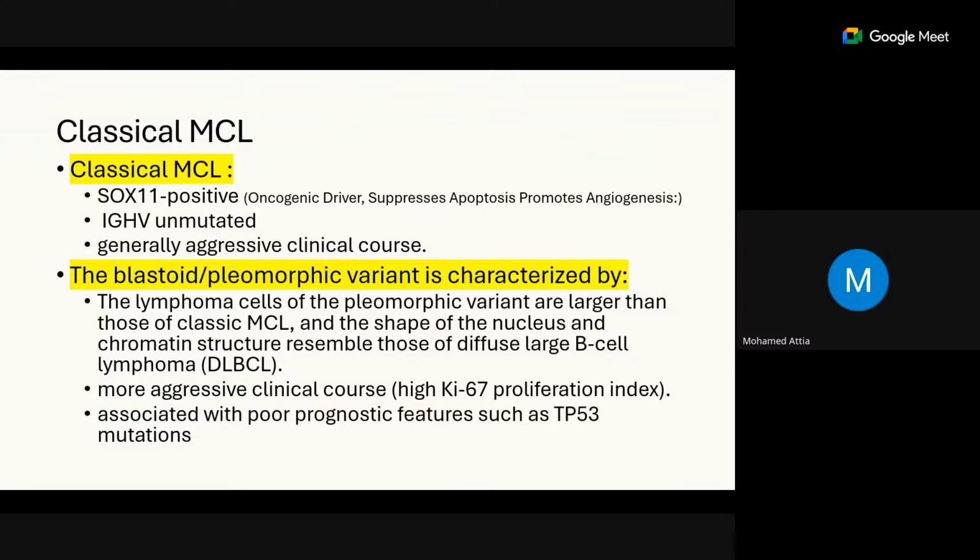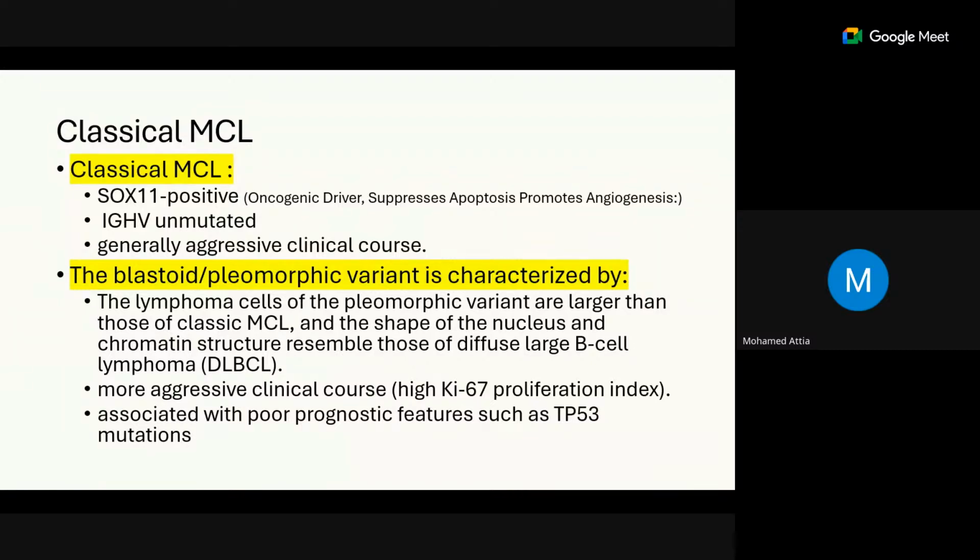The first step is called the classical form, in which the immunoglobulin heavy chain is unmutated, and this is logical because these cells didn't enter the germinal center. It will not have immunoglobulin heavy chain hypermutation or somatic hypermutation, as we call it, and we discuss this in more detail in the development of B cells lectures. Number two, it is generally aggressive, and number three, and it is extremely important, it is SOX11 positive.